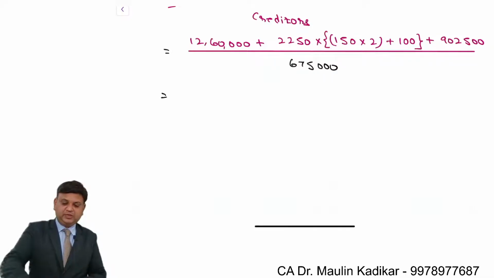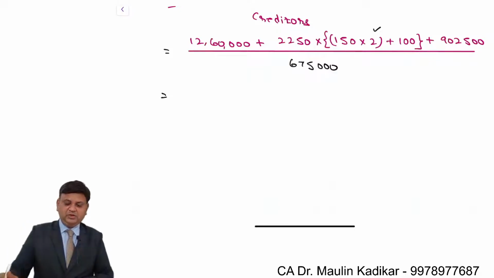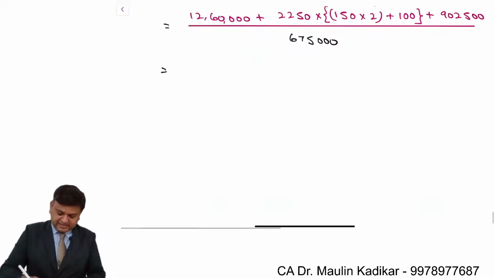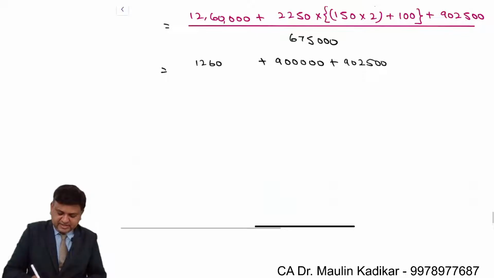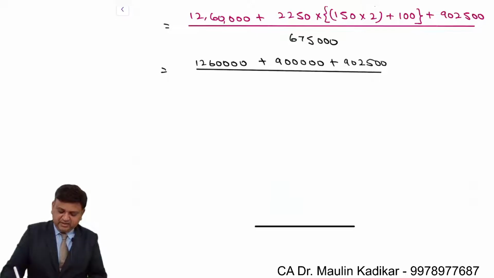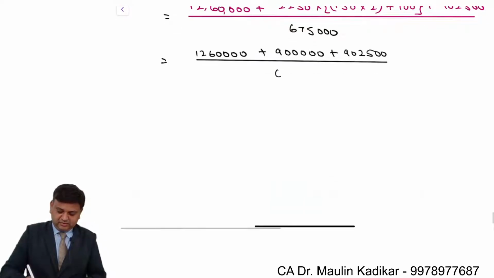So I request you to use a calculator along with me. 150 into 2, that comes to 300 plus 100, so this comes to 400. 400 into 2250, that comes to 9 lakhs. So this is an amount of 9 lakhs plus 9,02,500, and this is 12,60,000, whole divided by 6,75,000.